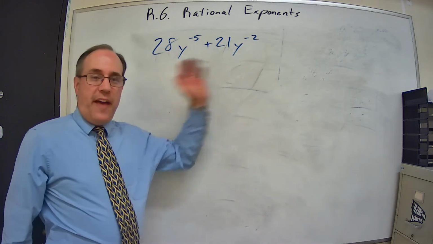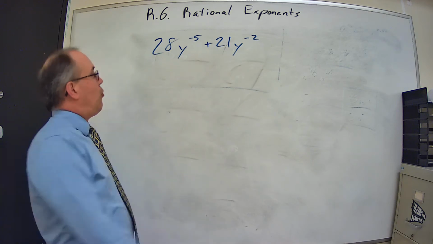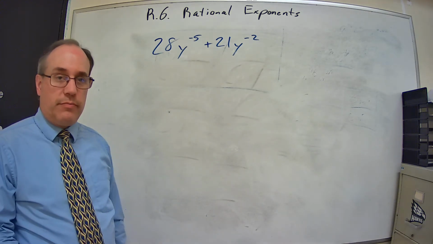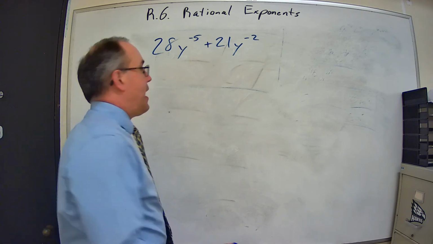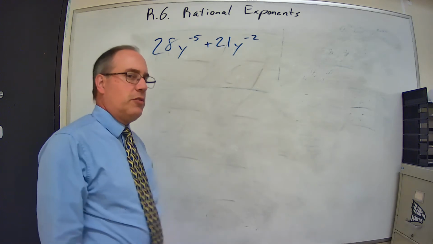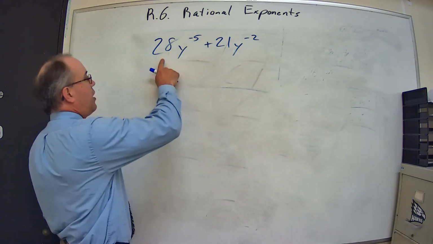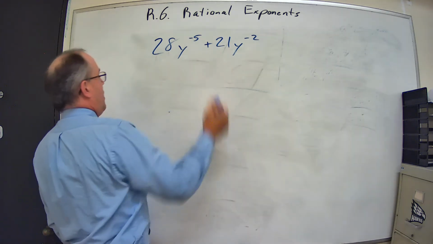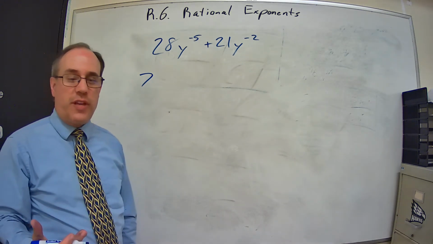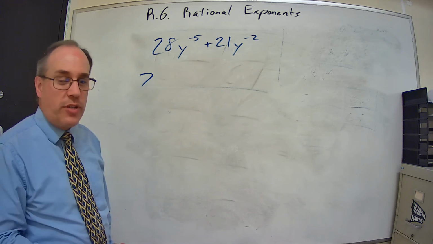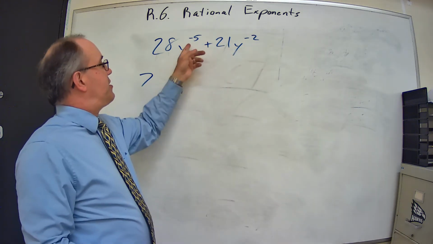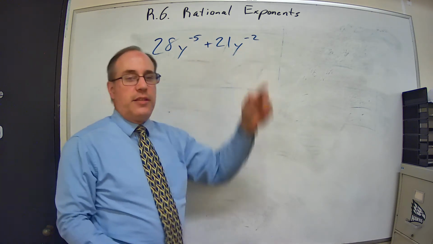And I say factor. Well, what's the first thing you're going to do? You're going to look for the greatest common factor. And that may be a little confusing in this. You can obviously see 28 and 21. I'm going to be able to pull out a 7. They both have that common factor of 7. So that's pretty straightforward. But what about these y to the negative 5 and y to the negative 2?